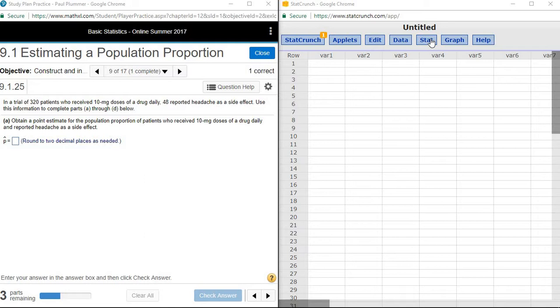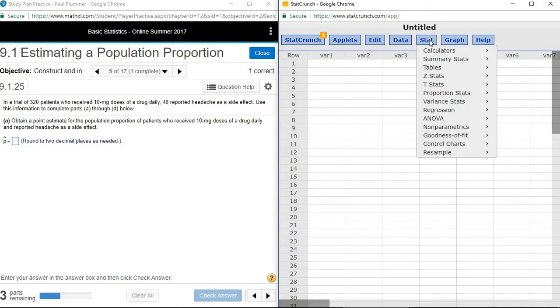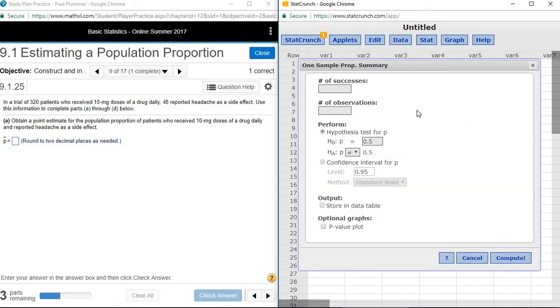To build the confidence interval for the proportion, we're going to use StatCrunch under Stat, Proportion Stats, One Sample, and we're going to do it with summary. We don't have a data set here to work with. In this, we'll need to put in the number of successes, that would be 48, and the number of trials, that would be 320.